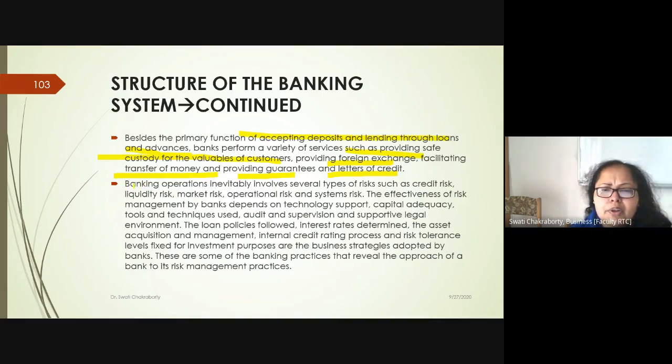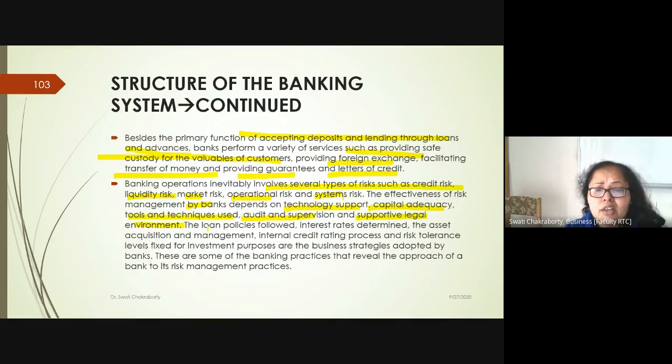And banking operations involve several types of risk. We know this: credit risk, liquidity risk, market risk, operational risk, system risk. The effectiveness of risk management by the bank depends on the technology support, the amount of capital adequacy, the tools and techniques, the audit and supervision, and a supportive legal environment. All this tells us how effectively banks can control the risk, right?